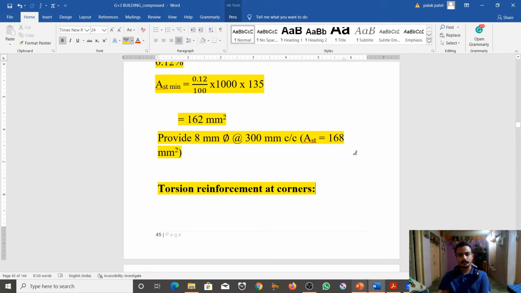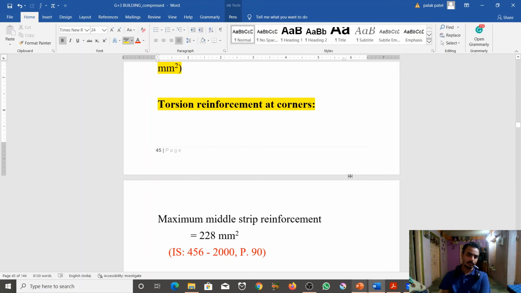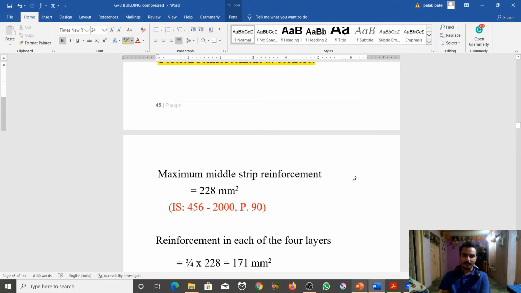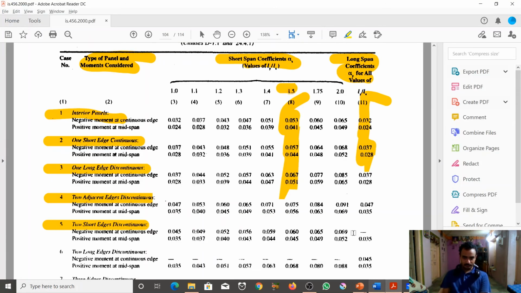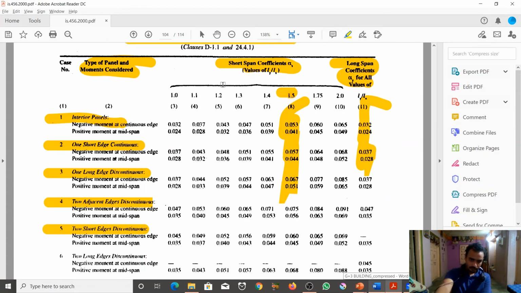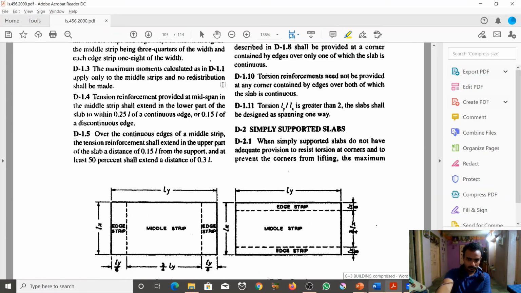Next, torsion reinforcement at corners. We need torsion reinforcement at a corner to resist the torsion moment. We can find the torsion reinforcement at corners from page number 90, 91 of IS 456.